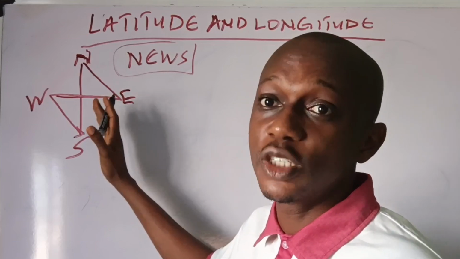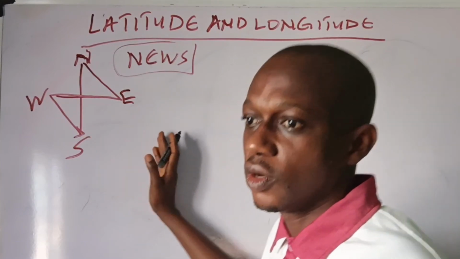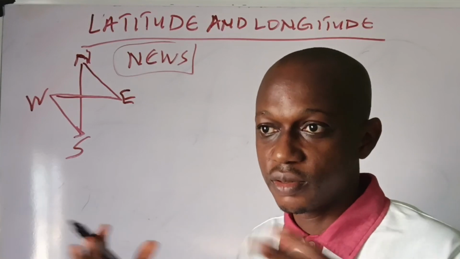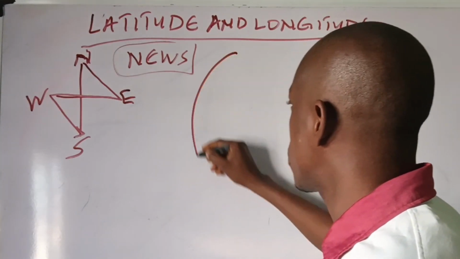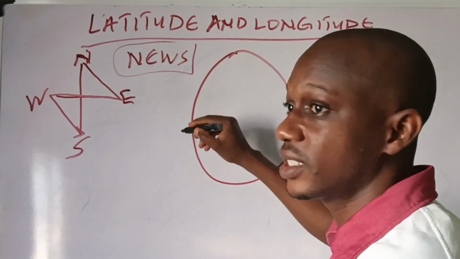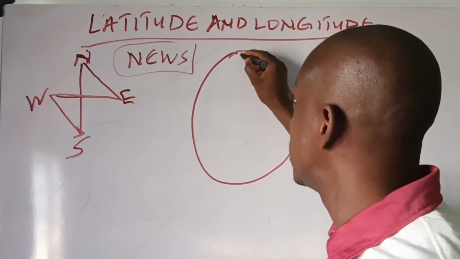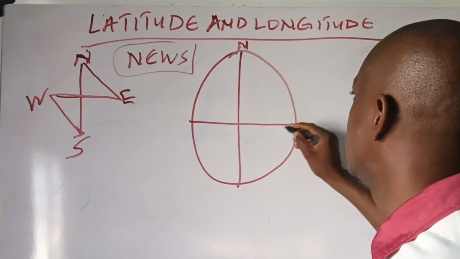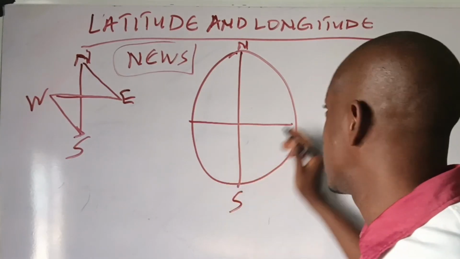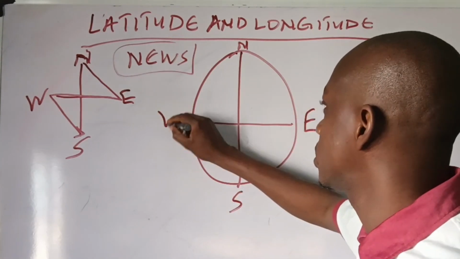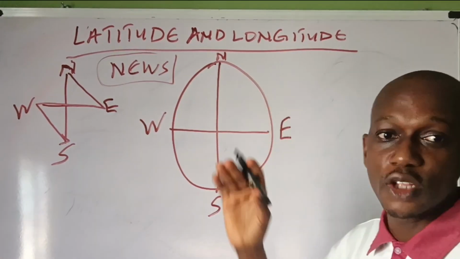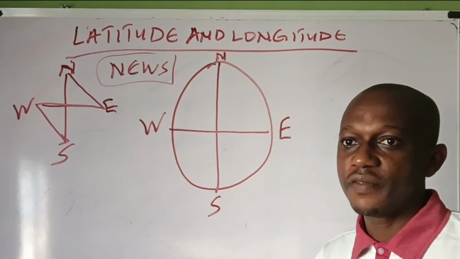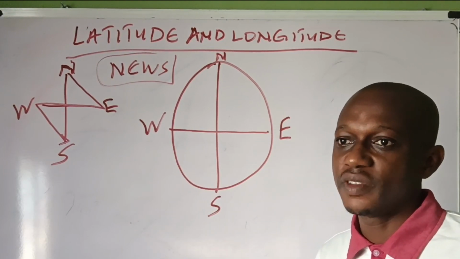Now, to translate this into latitude and longitude, latitude and longitude is talking about these cardinal points in their application to the earth. Now we use something like this to represent that, and we have the cardinal points there. So we have the north and the south, which are the two important cardinal points, and we have the east and the west. And there are two circles in terms of latitude and longitude. We have the great circle and we have the small circle.